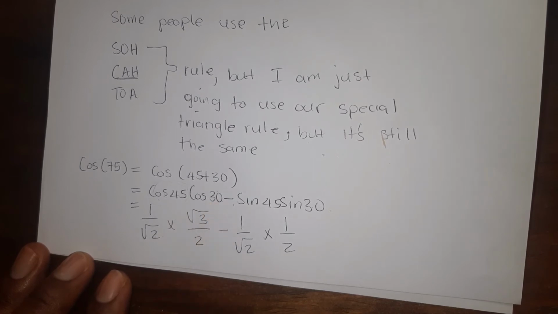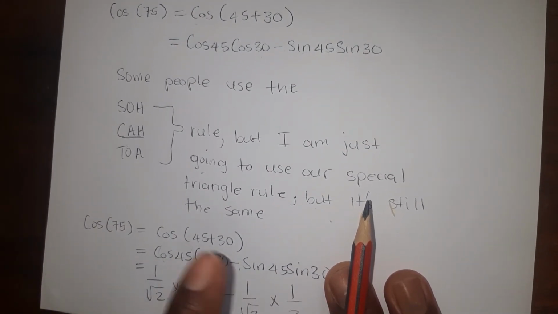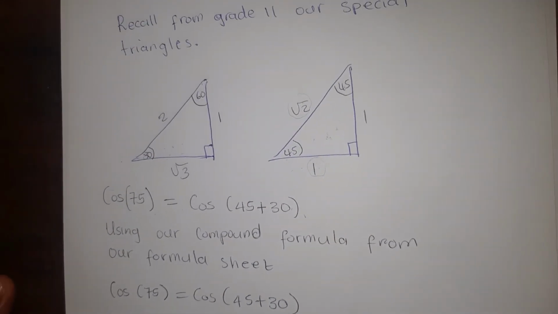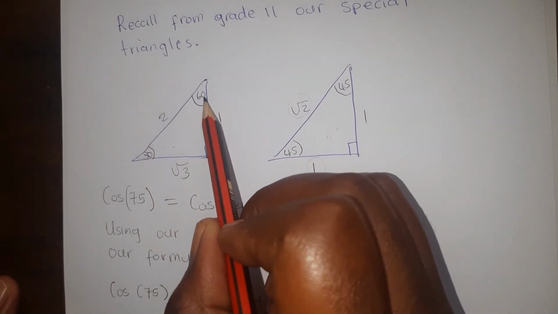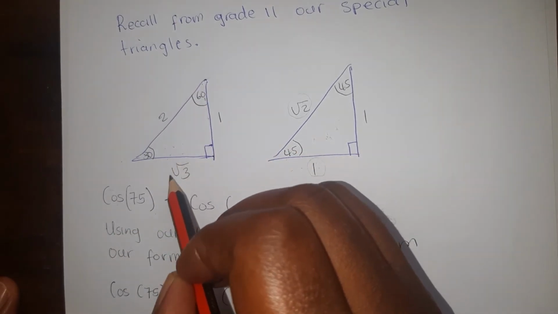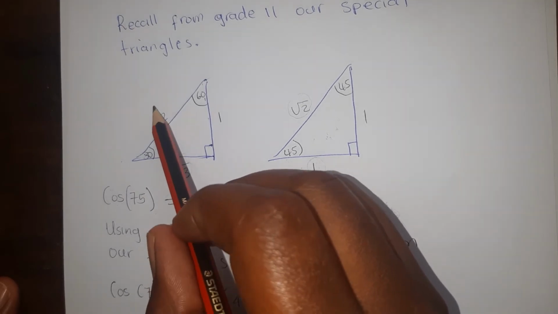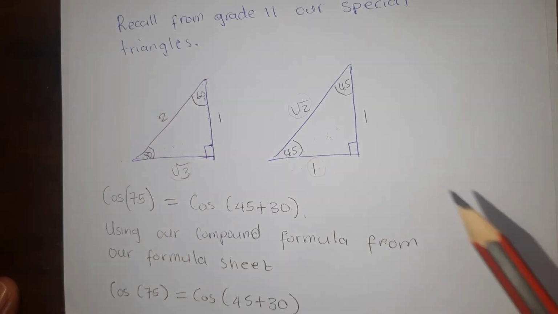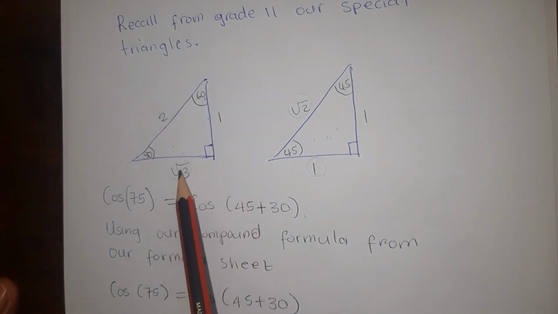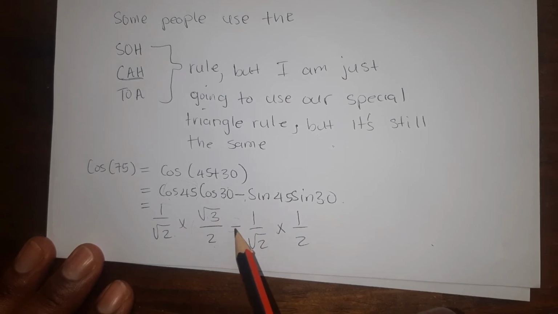Let's go to the 30 and 60 degrees special triangle and see what our cos 30 will be. From our 30 and 60 degrees triangle, cos is adjacent over hypotenuse. Our adjacent is square root of 3, and our hypotenuse here is 2. So our cos 30 is square root of 3 over 2, which is this one that I wrote, and then minus of the formula.